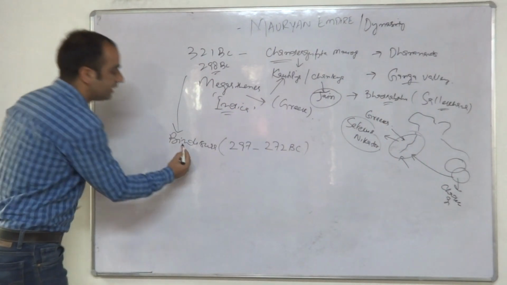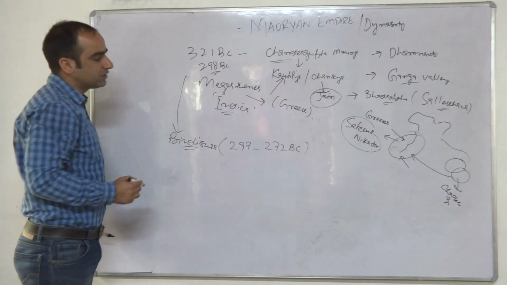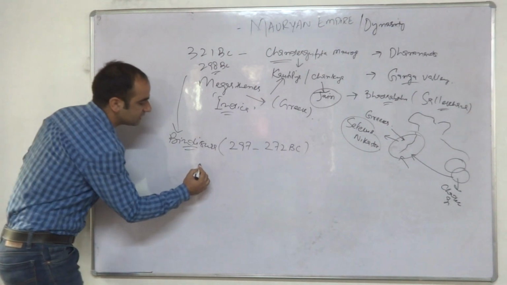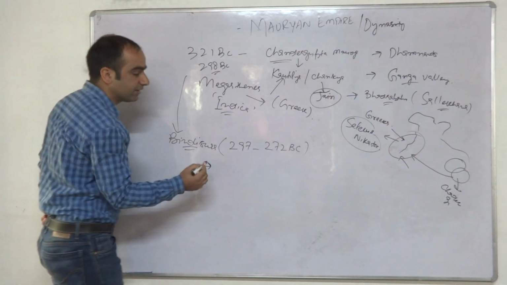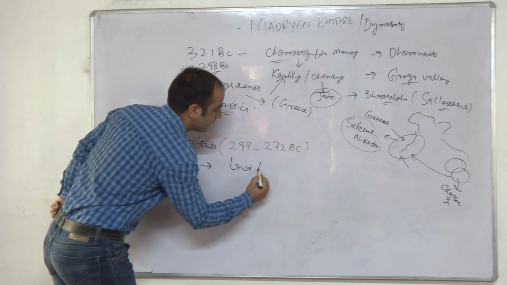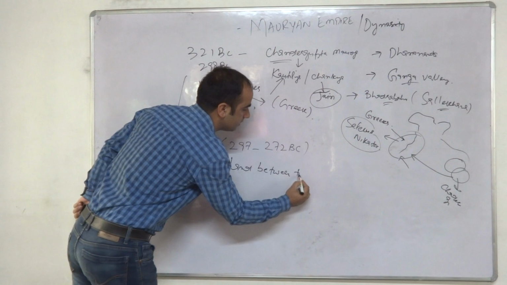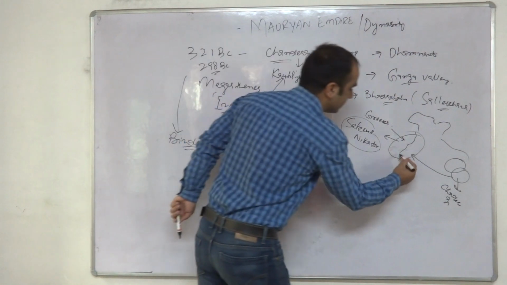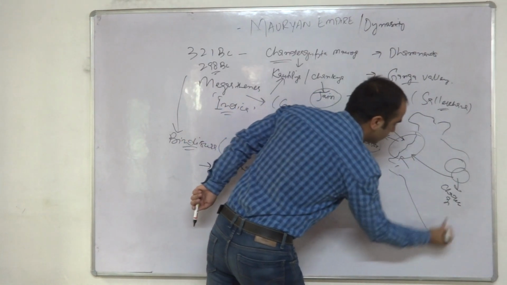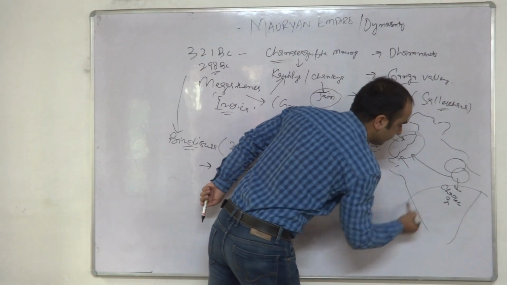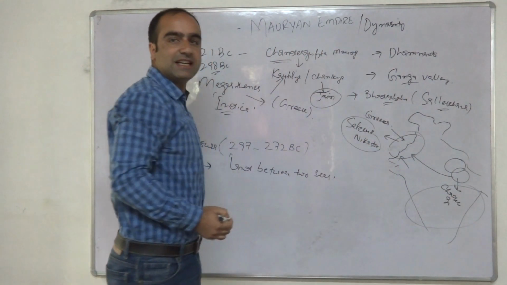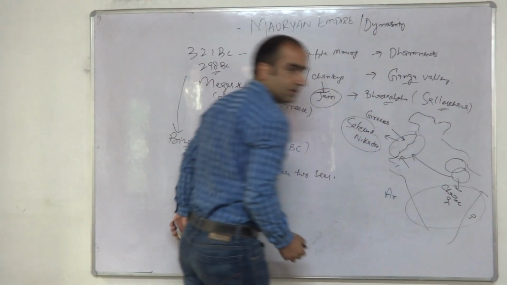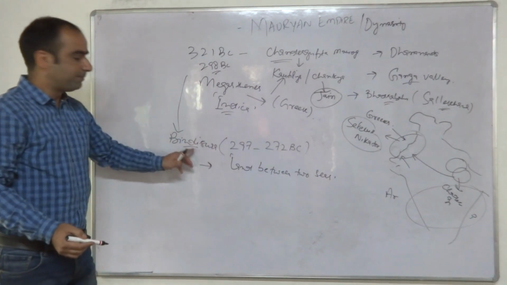Then we have his successor. He was known as Bindusara. About Bindusara, there are two important pieces of information which you need to remember. One important information is that it is said about him that he conquered the land between two seas. This was the peninsular India, and he conquered this area. It is said about Bindusara that he conquered the land between the Arabian Sea and the Bay of Bengal.